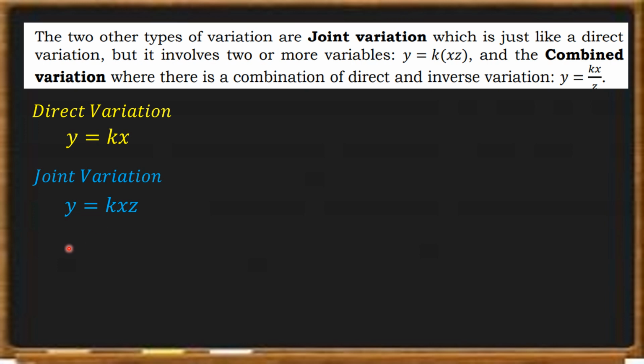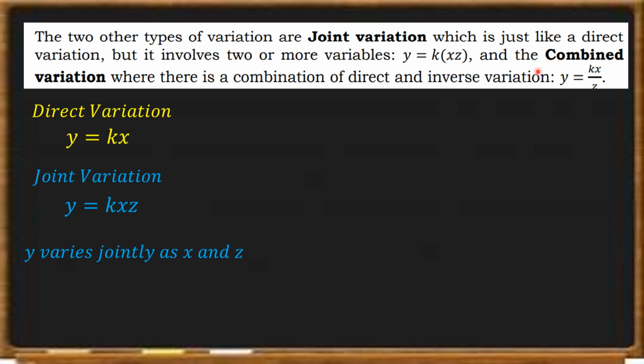Okay, so ang basa dito, y varies jointly as the other two variables as x and z. So, naging varies jointly na yan. Pero pwede ring varies directly. Pero mas prefer na jointly na siya kasi more than one variable na to. 2 or more na to eh. So, this is 2. Pwede pang dagdagan na isa, magiging 3. So, 2 or more, jointly na siya.